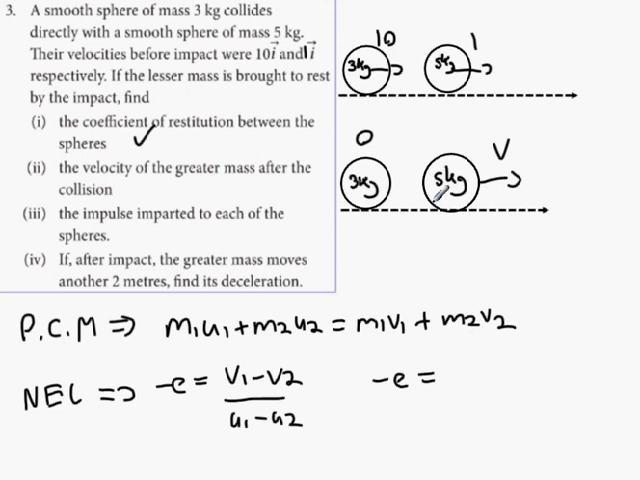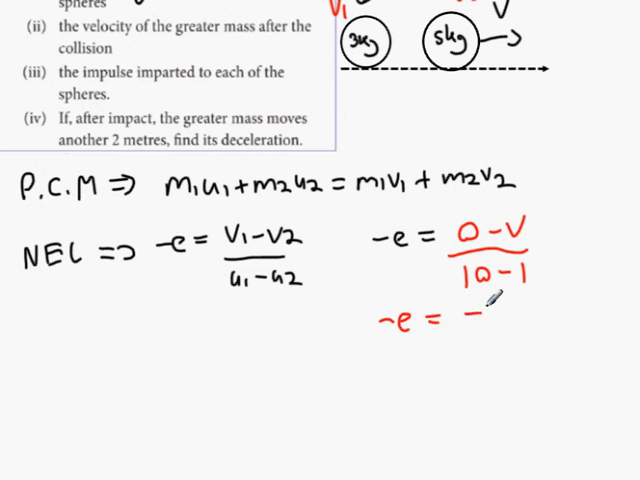Okay, so for Newton's experimental law, we're going to have 10 times, that's going to be U1, V1, U2, V2. Okay, now what we're going to have here guys, 0 minus V. Does everybody see where I got 0 minus V from? Just label them before and after collision. U1 minus U2, 10 minus 1. Your formula for E is minus V over 9, or E equals V over 9.